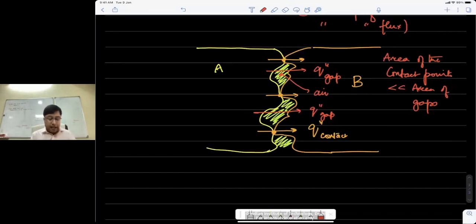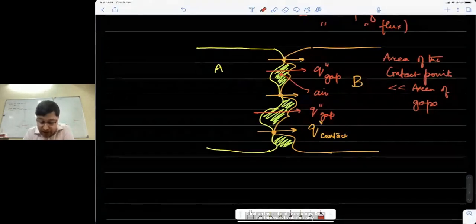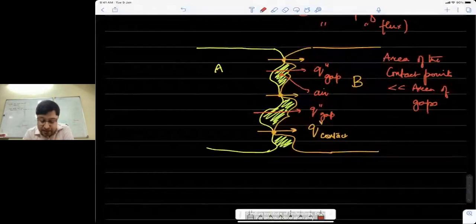It so happens that the area of the contact points is very small as compared to the area of the gaps. The actual conduction of heat happens through this gap only. Just because the contact area is small, the gap basically dominates in a surface, and so heat transfer will happen through the gap. So that resistance dominates, or is the bottleneck resistance.